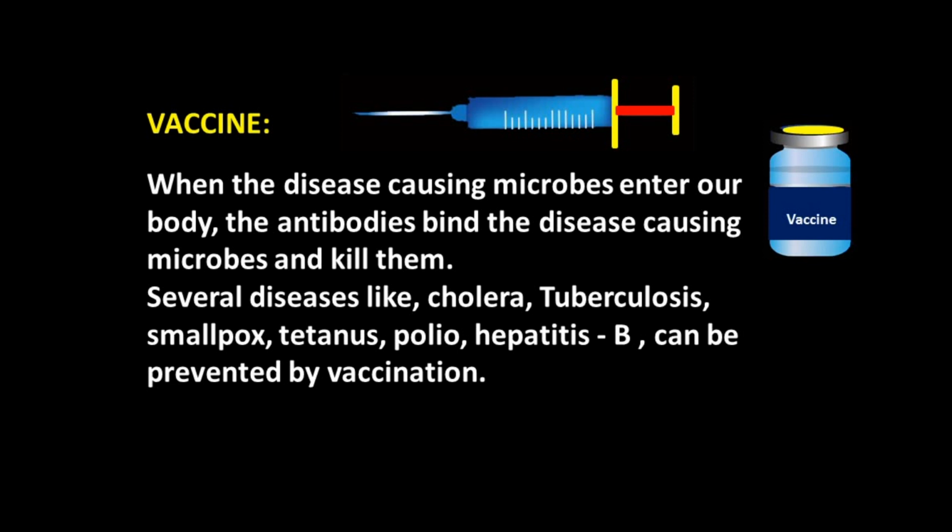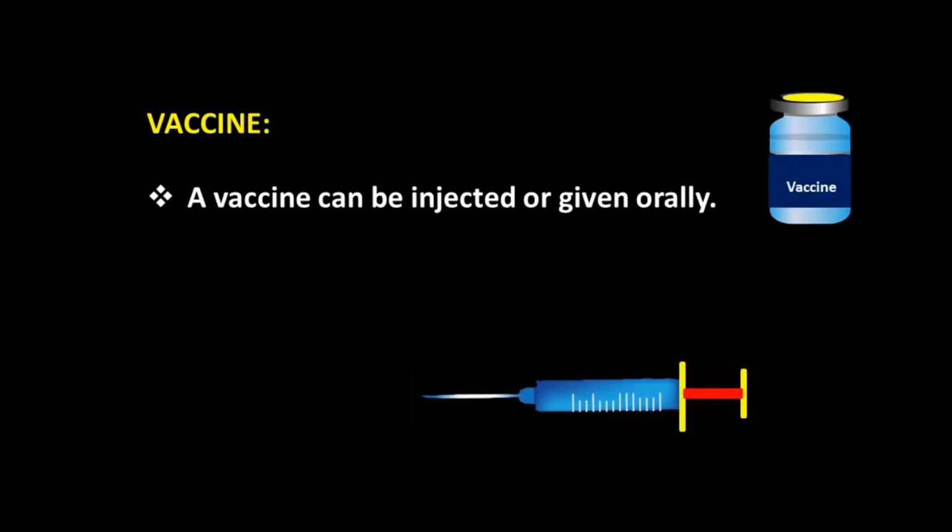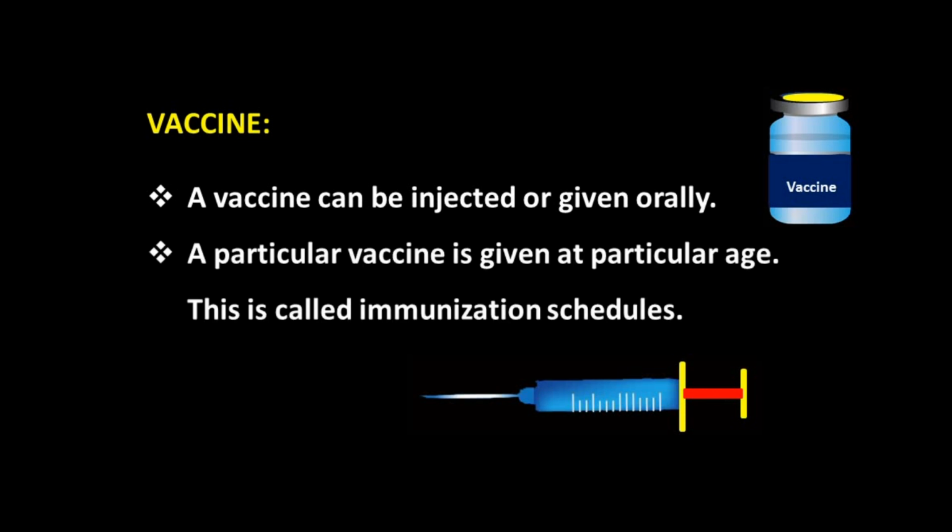Several diseases like cholera, tuberculosis, smallpox, tetanus, polio, and hepatitis B can be prevented by vaccination. When we take these vaccines, our body fights against that type of disease-causing microbes for a longer time. A vaccine can be injected or given orally. A particular vaccine is given at a particular age. This is called the immunization schedule.